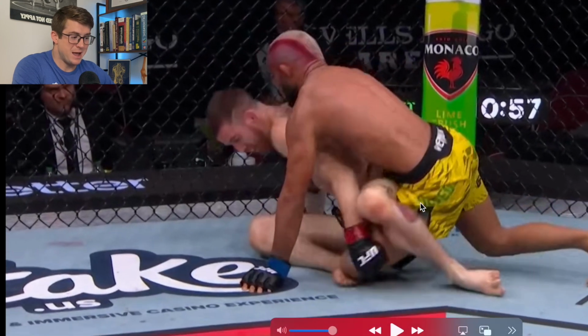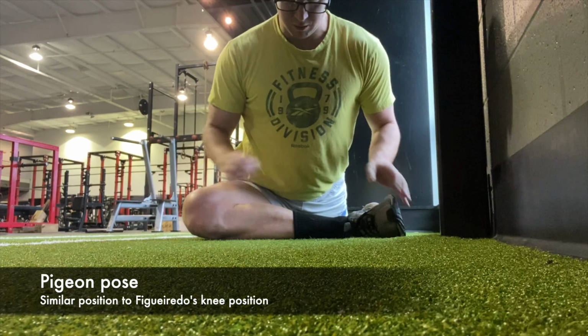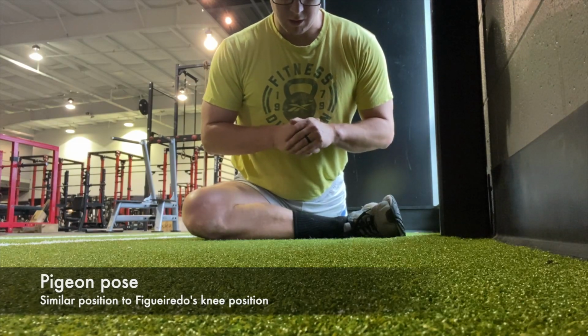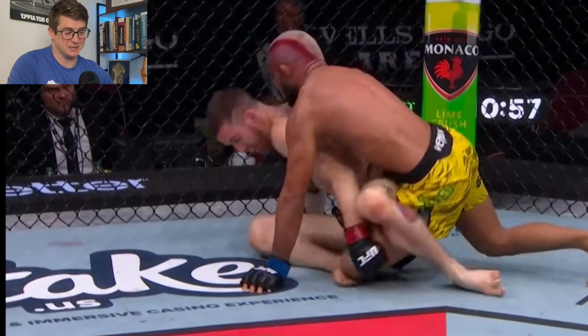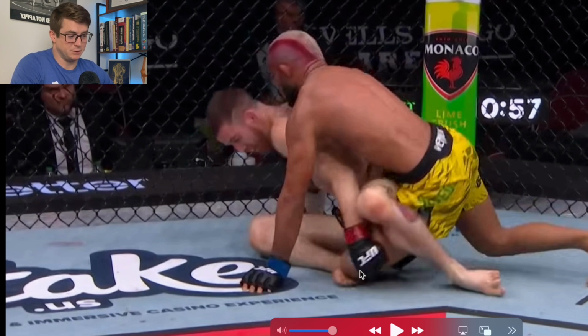So imagine doing something like a pigeon pose, if you know what that is, or crossing your legs, crossing your heel over your knee in the seated position, and then just pushing down on that knee as hard as you can, and you feel a stretch on the outside of the knee. That's what I'm thinking is happening here towards some of the ligaments that I think are involved.